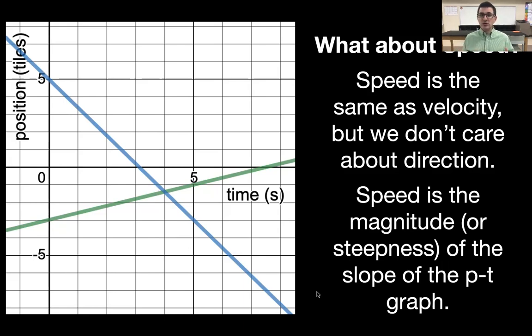So another way that you could figure that out is, let's say you weren't given numbers on this graph. You were just given a blank grid and asked which one is going faster. Well, we don't care that this one is going down and this one is going up. All we care about is which one has a steeper slope, because the steepness represents the magnitude of the slope, and the magnitude of the slope for a position versus time graph is the speed. Because since we're looking at magnitude, that takes away the direction, so it's no longer velocity, now it's speed.